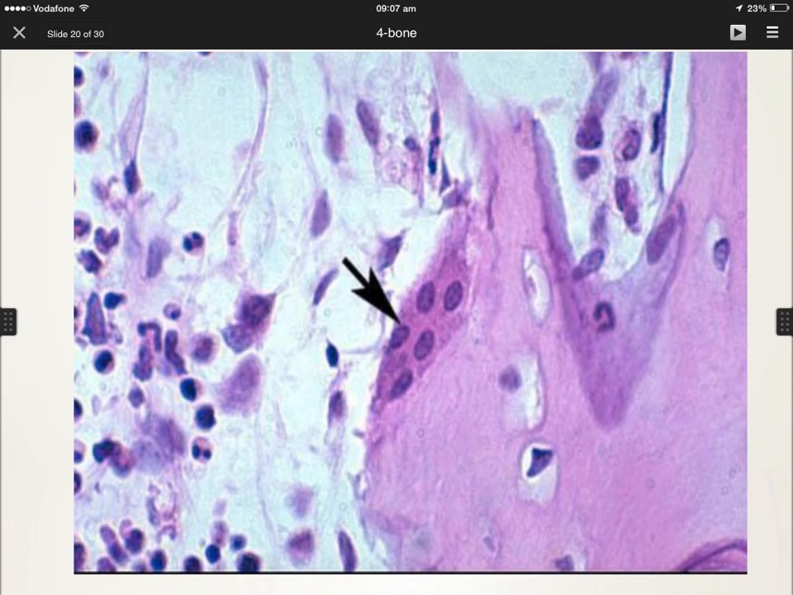This is another picture also demonstrating the osteoclast. Acidophilic cytoplasm due to the presence of a huge amount of lysosomes, membranous organelles, and we have multiple nuclei, and they are related to the surface of the bone in the bone marrow cavity. Here we have the osteocyte inside the bony trabeculae, and we have here the bone marrow cells.